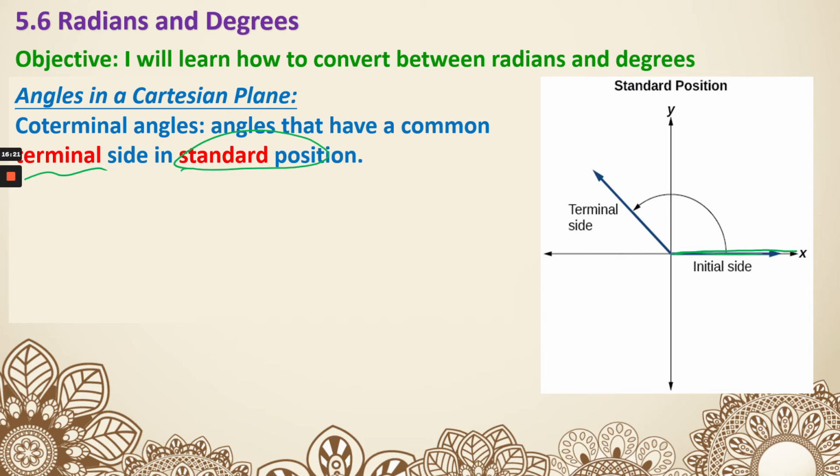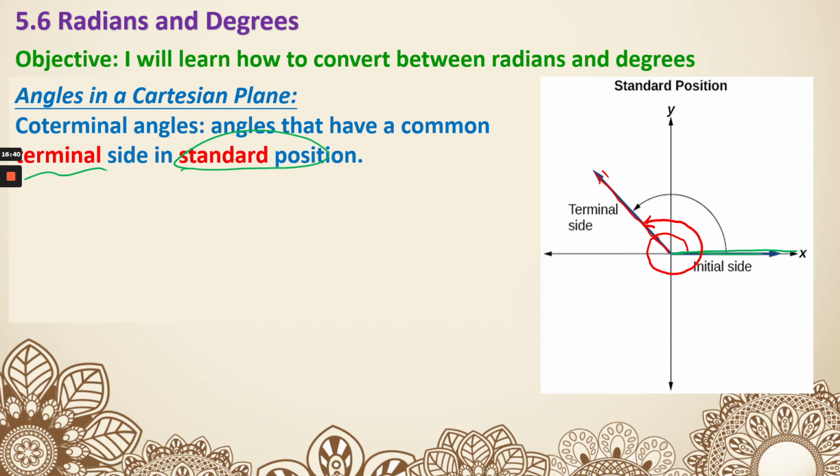Instead of stopping here, I can choose to keep going. I will go another full cycle and then stop right here. As you can see, my terminal side is the same side right here. And that is a coterminal angle of this given angle.